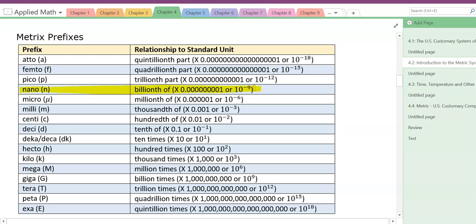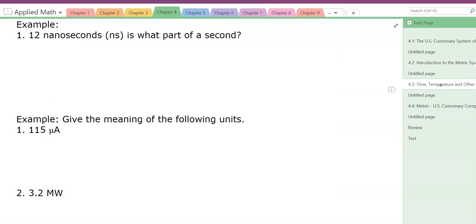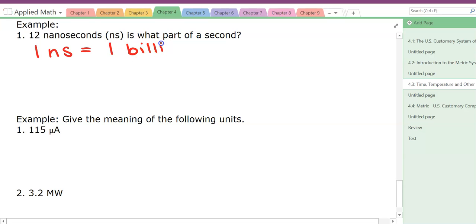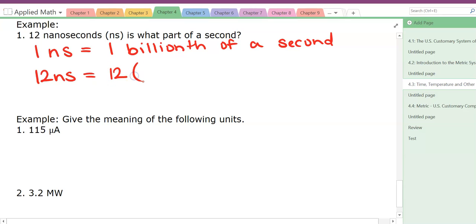So it's really, really small. So if they're asking you to figure out what part of a second it is, well, 1 nanosecond, I said, is 1 billionth of a second. So 12 nanoseconds, to calculate it, would be to take 12 times a billionth, which if you're not sure how to write that, it's a really small decimal. It's going to have 0 point, and then there's going to be 8 zeros, and then a 1.